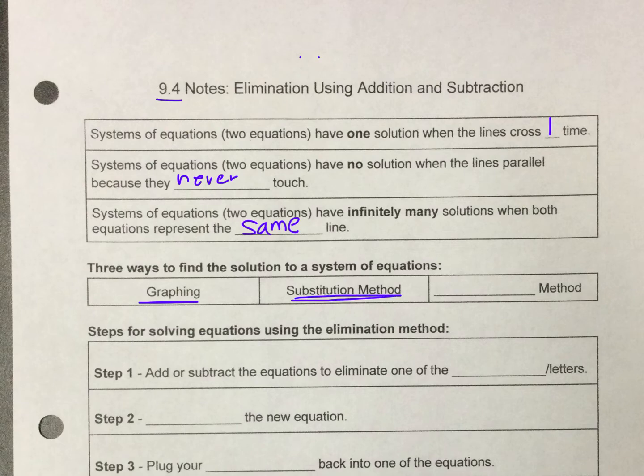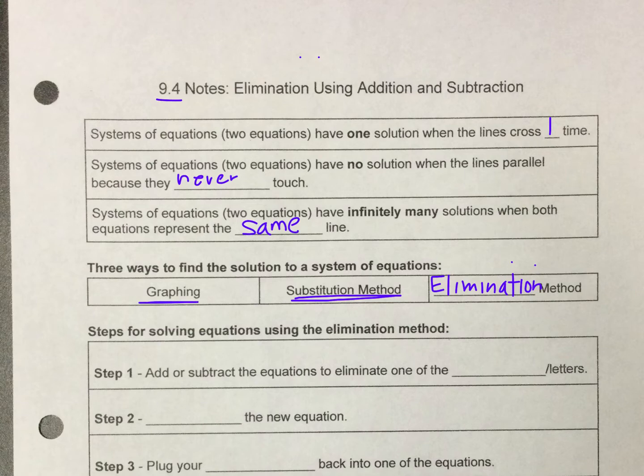We've used the substitution method, and now we're going to use a different method called the elimination method. I actually prefer this one. I think it's easier. I'm going to go through the steps, and then we will do a bunch of practice ones to help you understand.